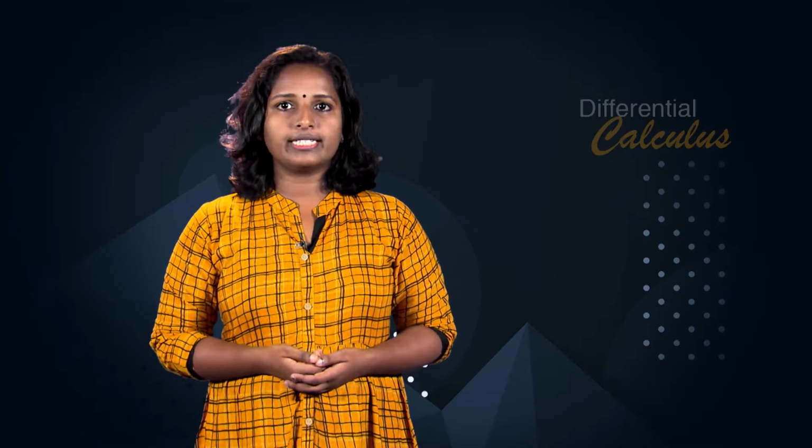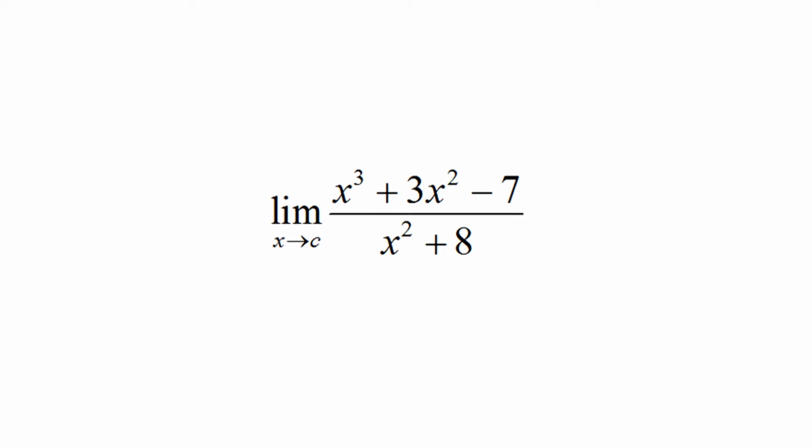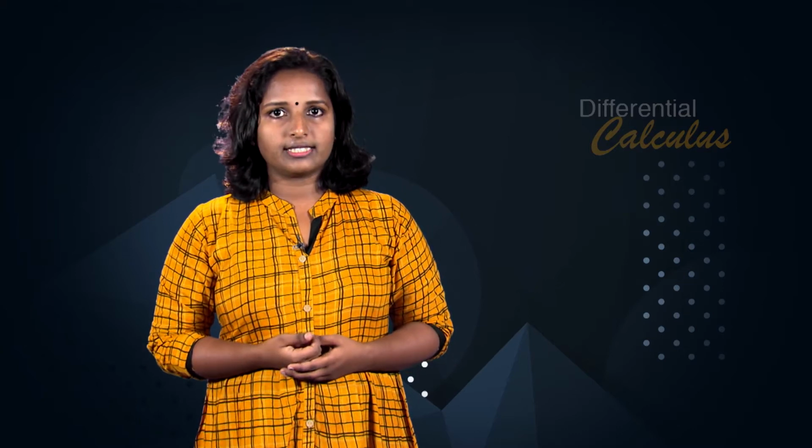To illustrate the above limit rules, let us evaluate limit of x cube plus 3x square minus 7 upon x square plus 8 as x approaches c, where c is a real number. We have the basic limit that limit of x as x approaches c is c, and limit of k as x approaches c is k, where k is a constant. Now, we use various limit laws for the evaluation of the required limit.